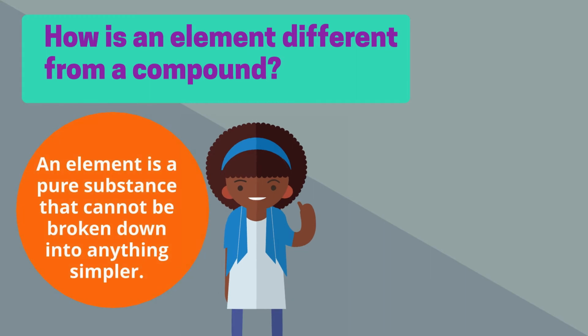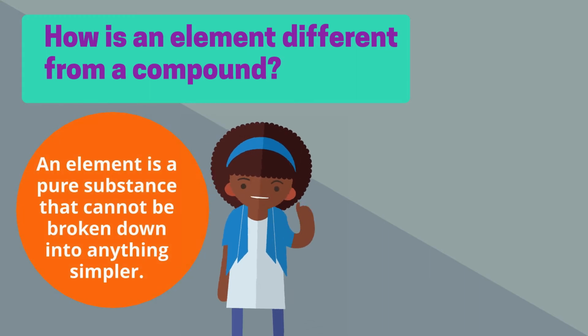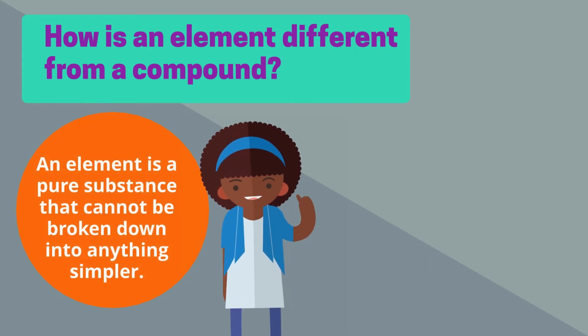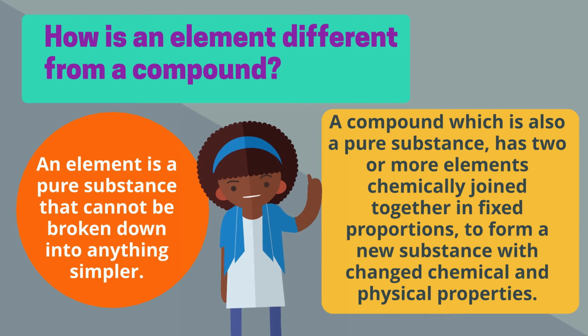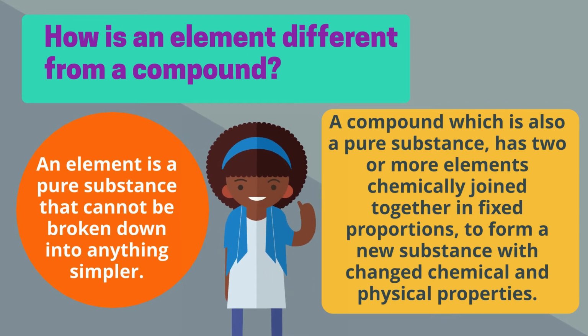How is an element different from a compound? An element is a pure substance that cannot be broken down into anything simpler. A compound, which is also a pure substance, has 2 or more elements chemically joined together in fixed proportions to form a new substance with changed chemical and physical properties.